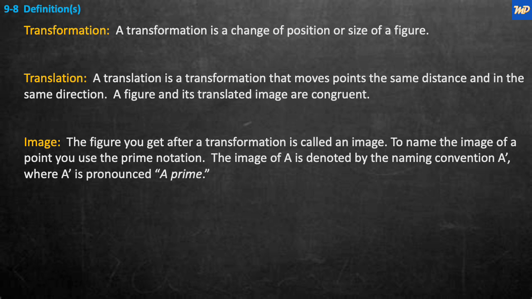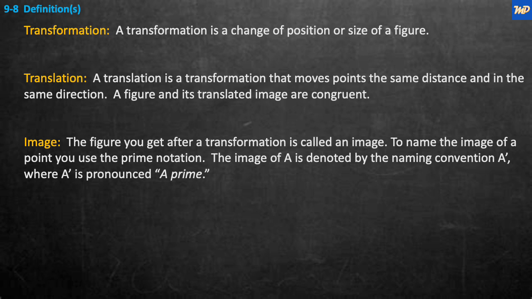Translation. A translation is a transformation that moves points the same distance and in the same direction. A figure and its translated image are congruent. Image. The figure you get after a translation is called an image.